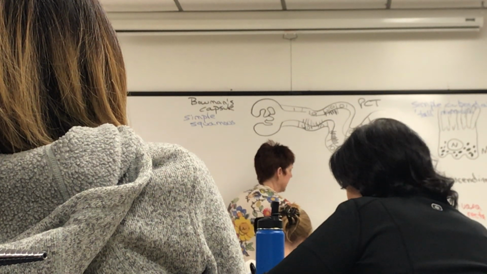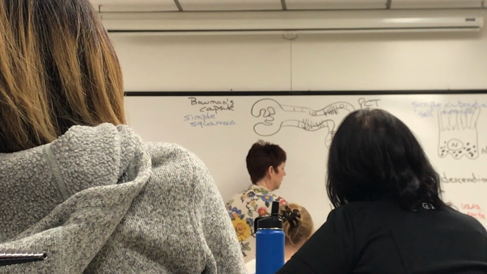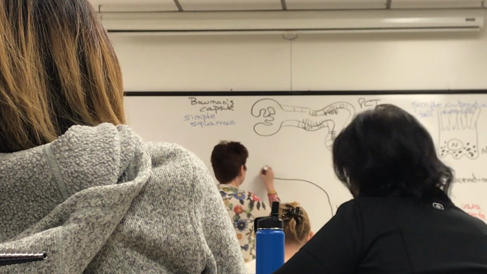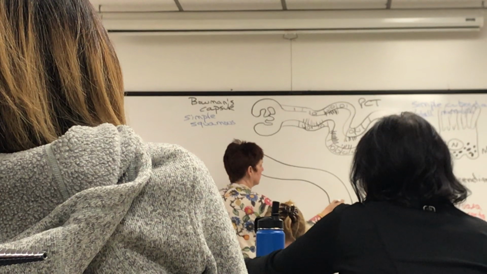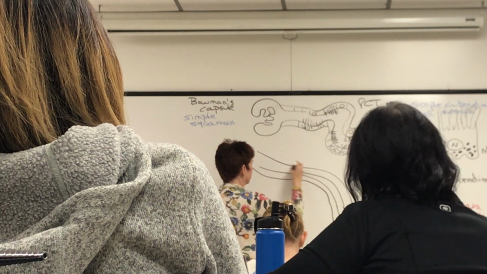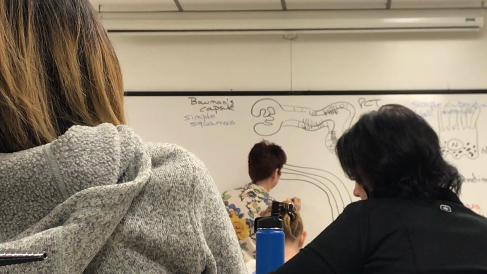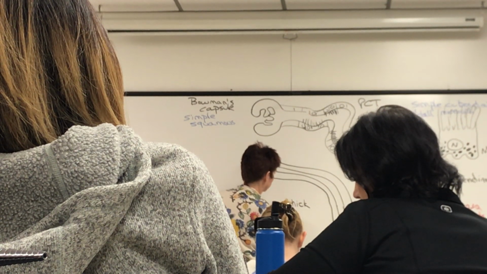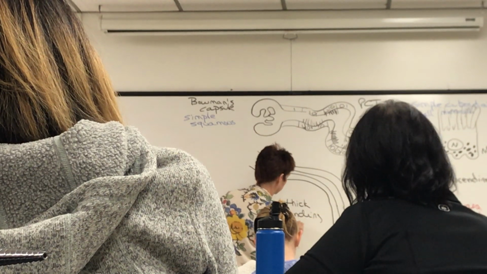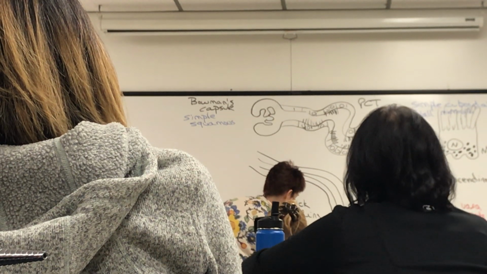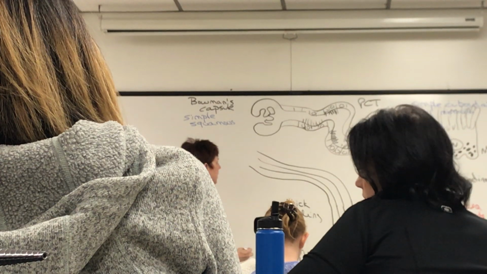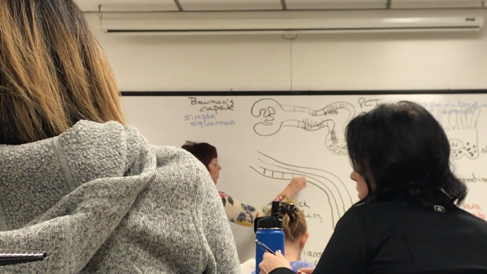Then we see the thick ascending limb becoming the straight, distal straight tubule. And you can't tell in a cross section whether it's ascending or descending, okay? Cuboidal.